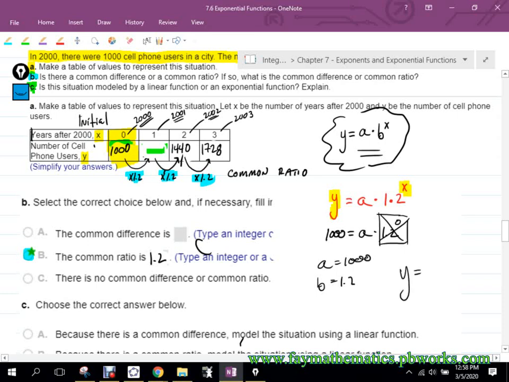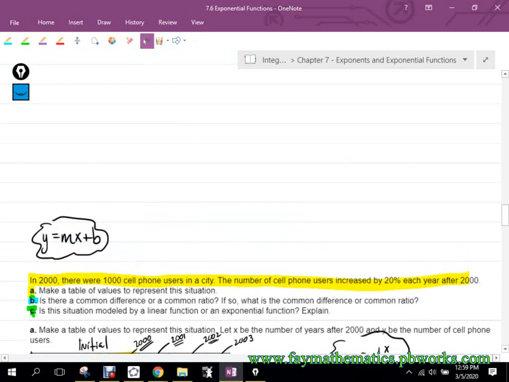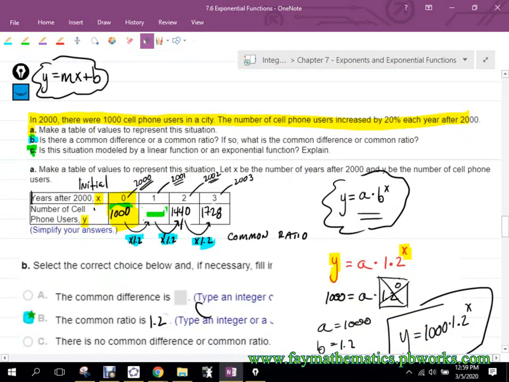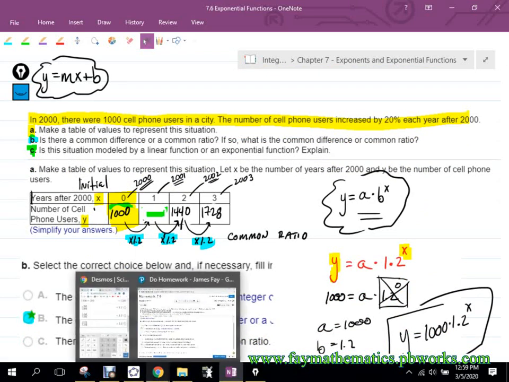So let's write our equation. Y equals A, 1,000, times B, 1.2, raised to X. Does that make sense? I was thinking of y equals a times b to the x. So this has got to be exponential, so that's got to follow that form. Now let's just check to make sure this works, because this is a rule essentially that should generate these ordered pairs. Okay, so let's see if that happens.